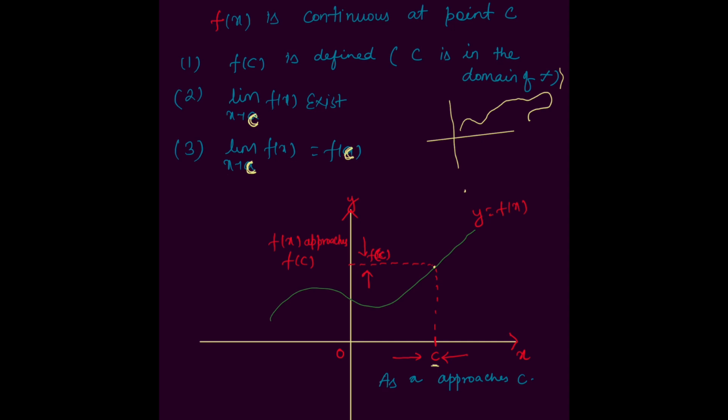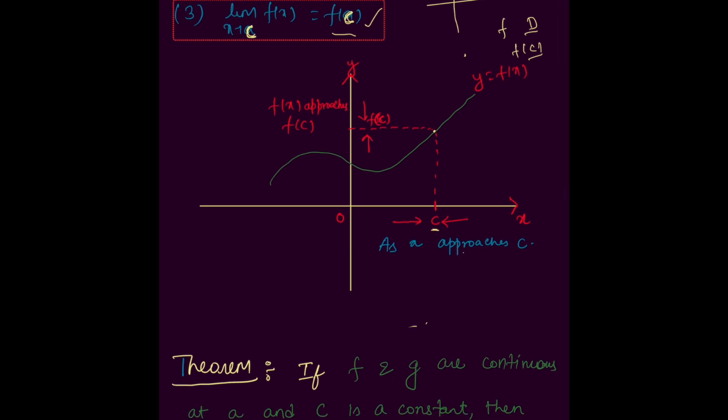Now let's discuss the mathematical definition of continuity at a point c. First of all, the function should be defined at that point c. We have a function defined on a domain D, so c should be in the domain D and f of c should be defined, meaning the value of f of c should exist. Second, the limit as x tends to c of f of x exists. Third, the limit as x tends to c of f of x equals the functional value at the point x equal to c. If these three conditions are satisfied, then we can say that f of x is continuous at the point x equal to c.